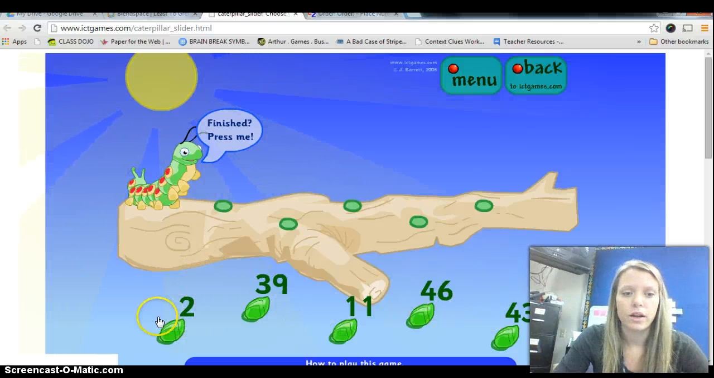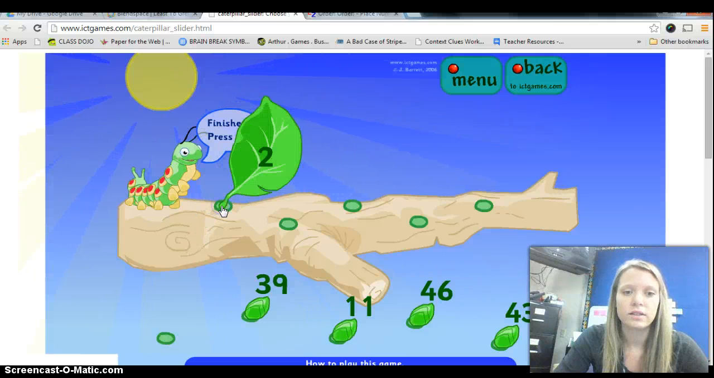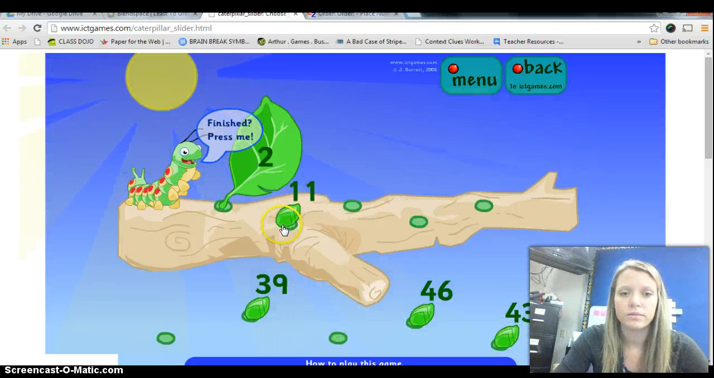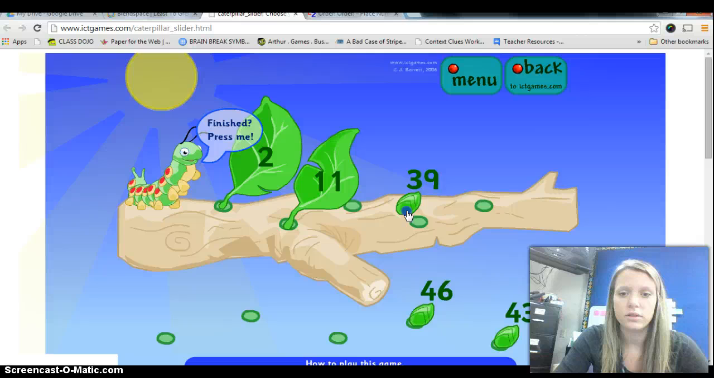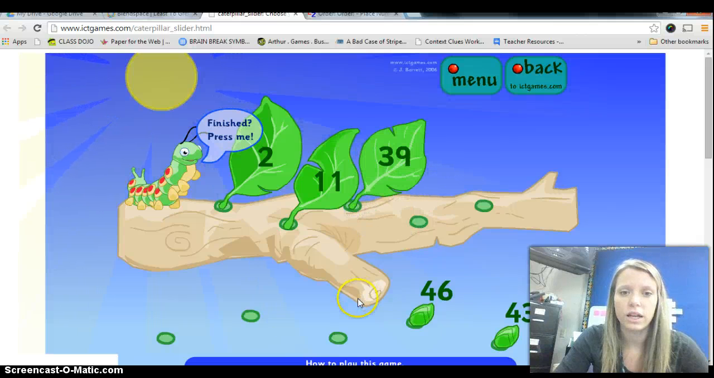So I'm going to look at all my numbers. 2 would be the least, the smallest. Now I'm going to compare the 4 that I have left. I know 11 would be next. So I have 39, 46, and 43. The 3 in the tens digit is the smallest, so that one would be the third.